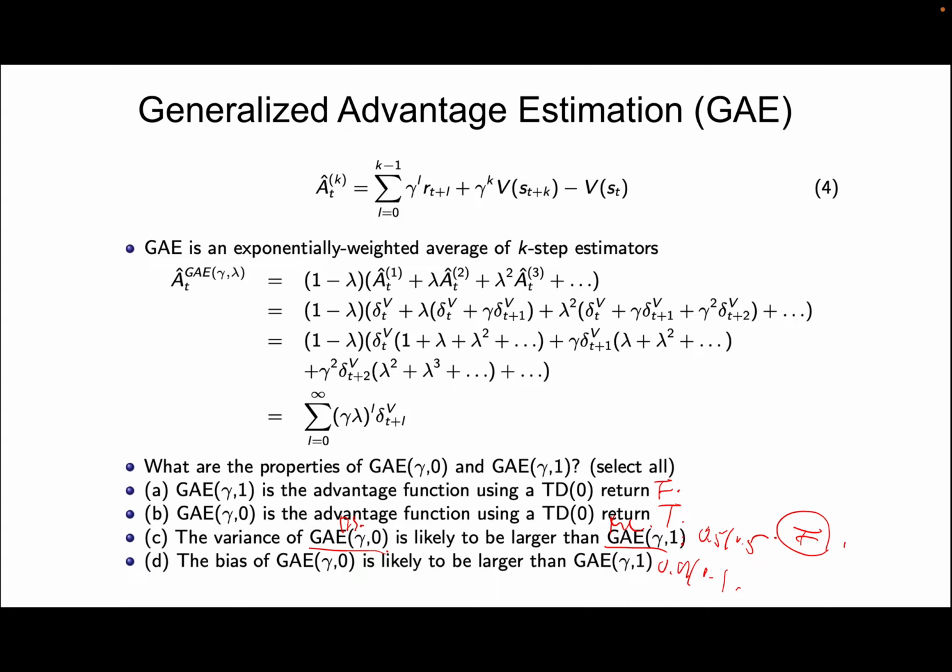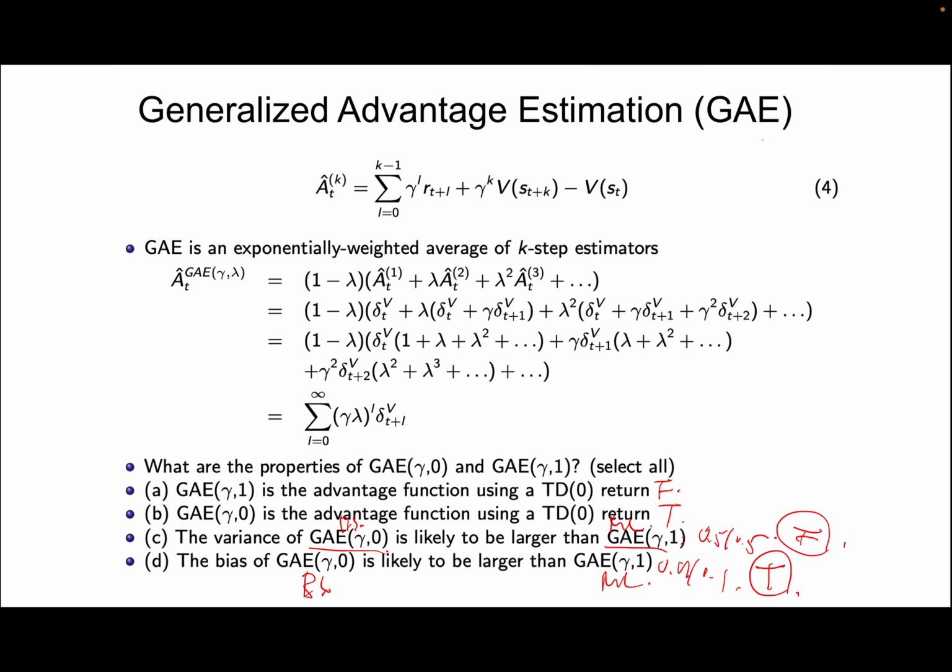This is false. Bias of GAE gamma 0 is larger than, this is BS, and this is MC. Bias of GAE gamma 0 is likely to be larger than MC. I think this is true, right? Bias of BS is larger than MC, right? Okay.